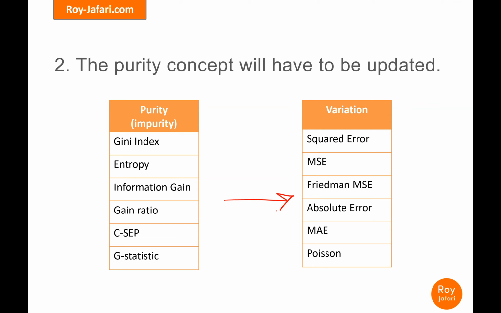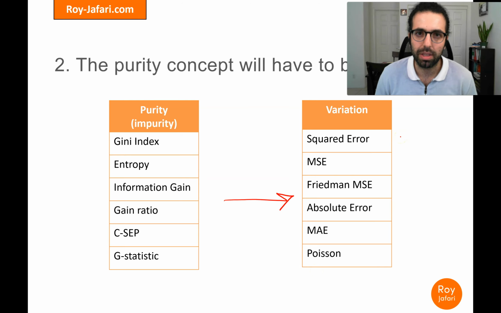If we want to use a decision tree, a similar concept for regression, we have to use the concept of variation. There were a few metrics for the impurity, and there are a few metrics that we can use for variation: squared error, MSE, Friedman MSE, absolute error, mean absolute error, and Poisson. And of course, a variation across a data set is fundamentally sort of the same thing as impurity across a categorical attribute.